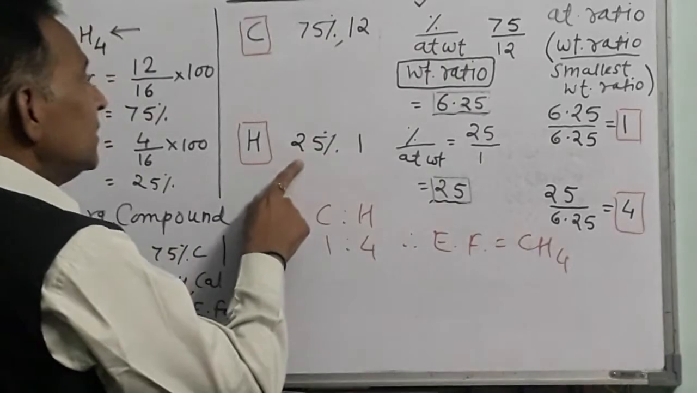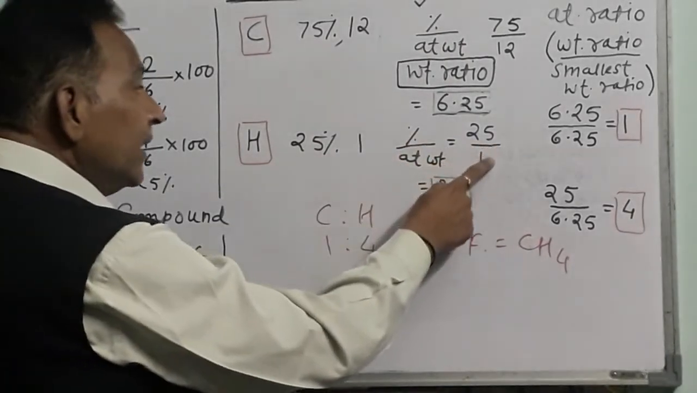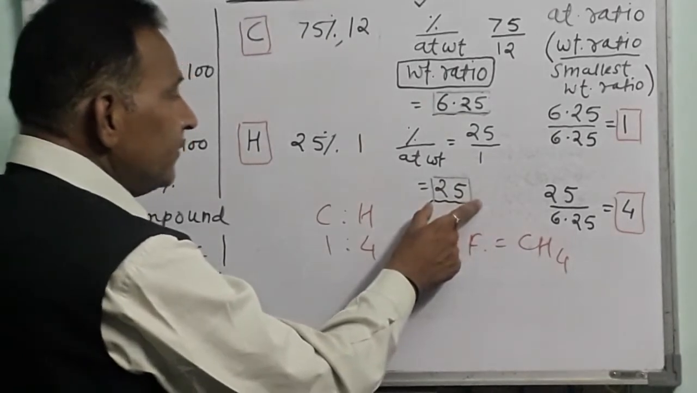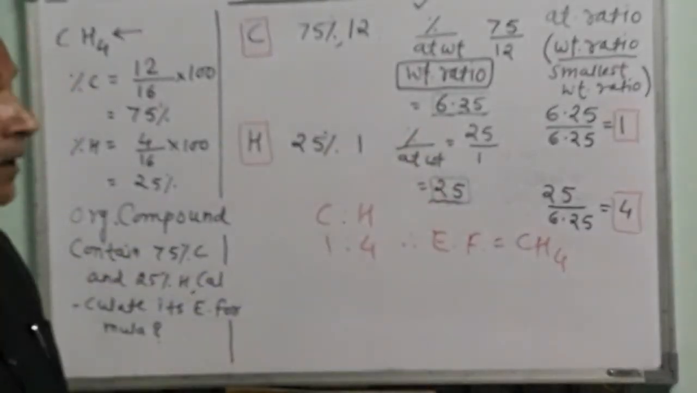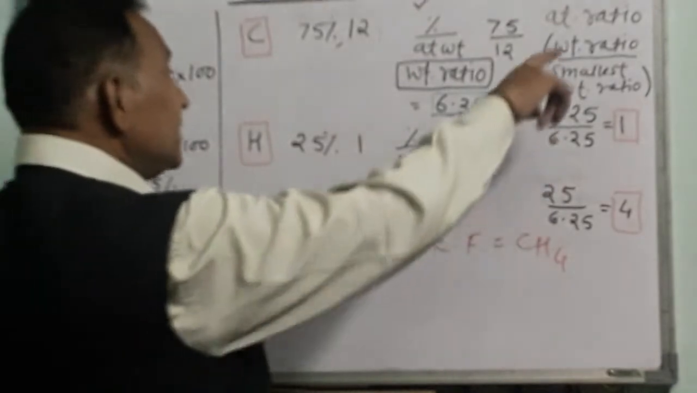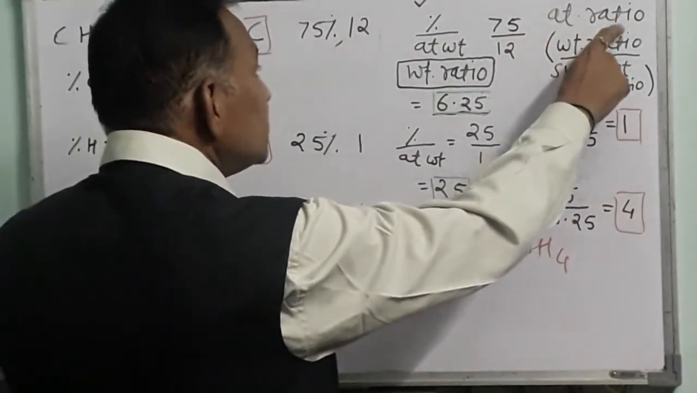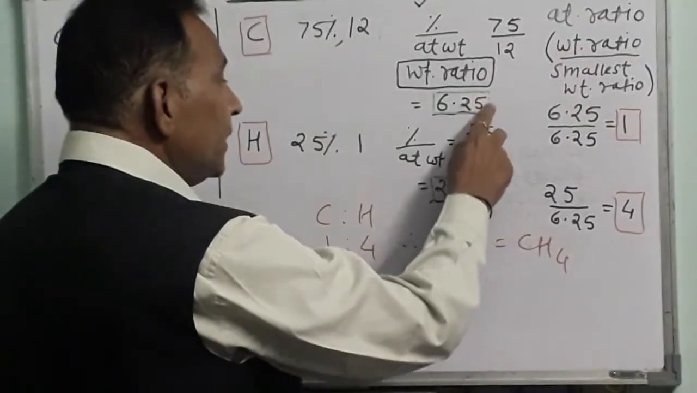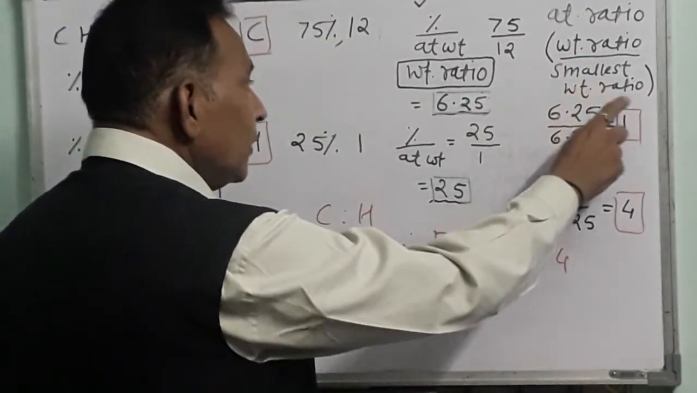And for hydrogen the percentage is 25. Divide that percentage by its atomic weight, that is 1. We are getting 25 as the weight ratio for hydrogen. Okay. Now the last step tells us to find the atomic ratio. How to find the atomic ratio? The formula is weight ratio obtained over here divided by the smallest weight ratio.